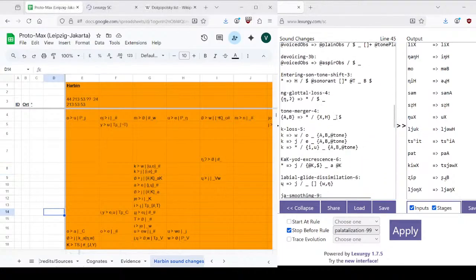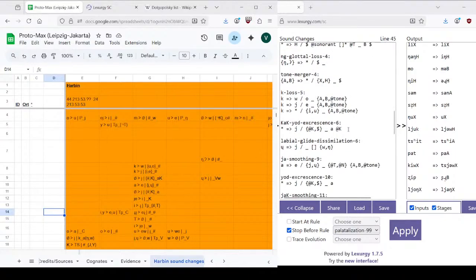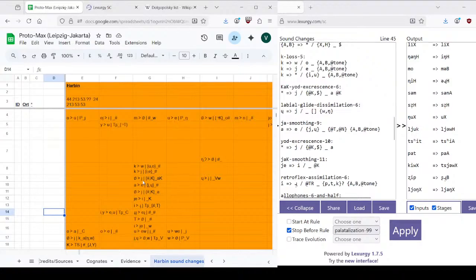Okay, so after that, we have Kalos. Yes, Kalos is 5. Let's say Kak Yod excrescence is 6, labial glide assimilation is 6, and then after that, yaw smoothing is actually 7. Yaw excrescence is then 8. Yaw smoothing is 9.